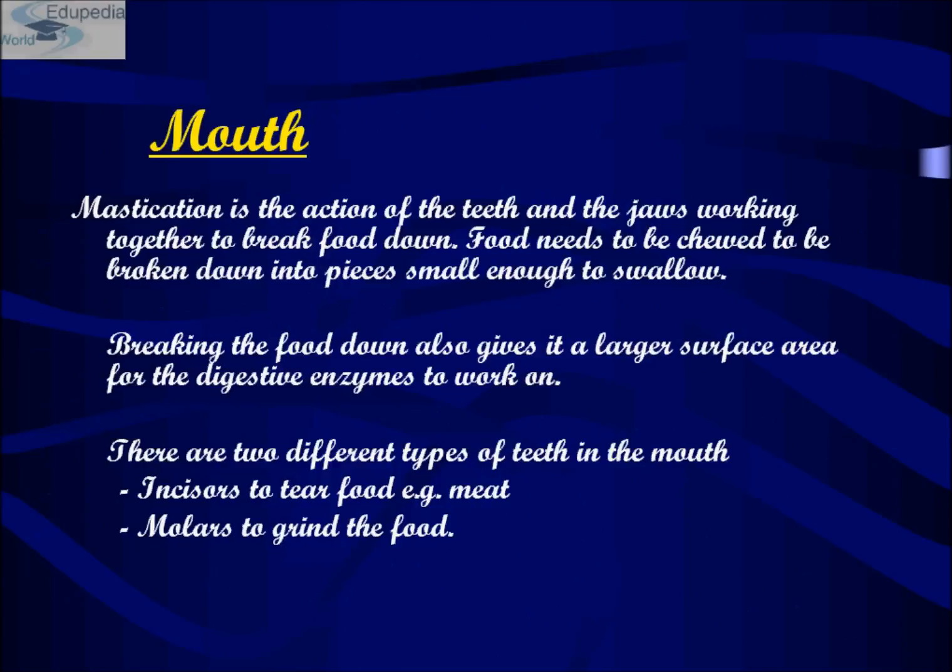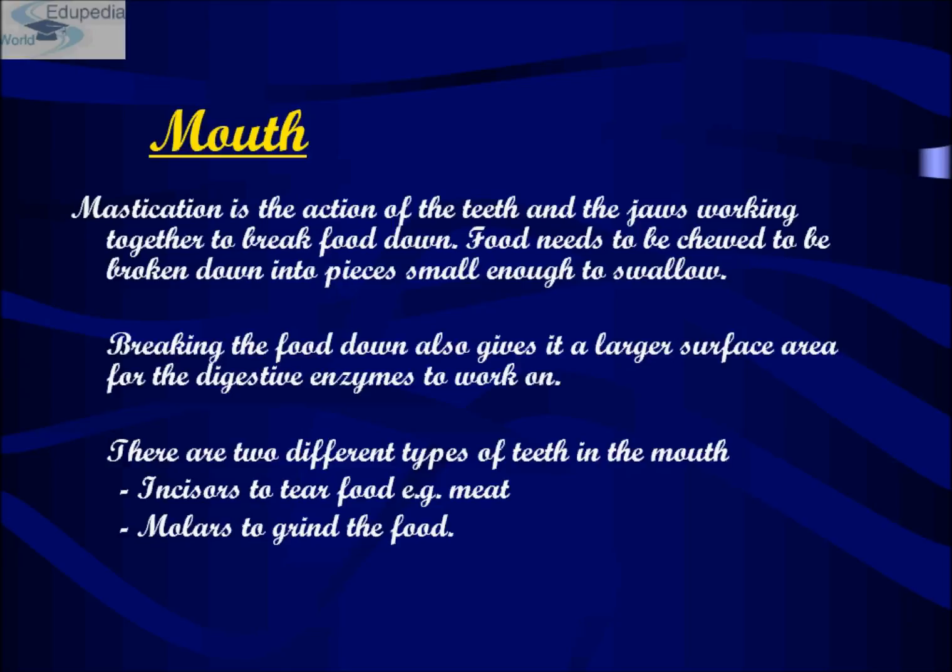So, in short, mastication is the action of the teeth and the jaws working together to break down the food. Food needs to be chewed to be broken down into pieces small enough to swallow. Breaking the food down also gives it a larger surface area for digestive enzymes to work on. There are two different types of teeth in the mouth: incisors to tear food, for example meat, and molars to grind the food.